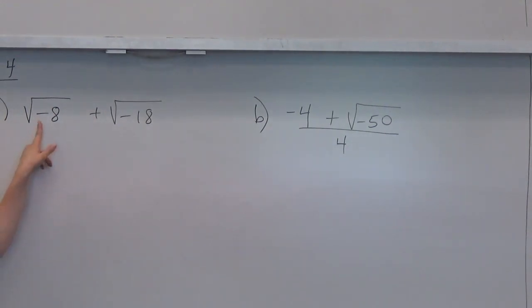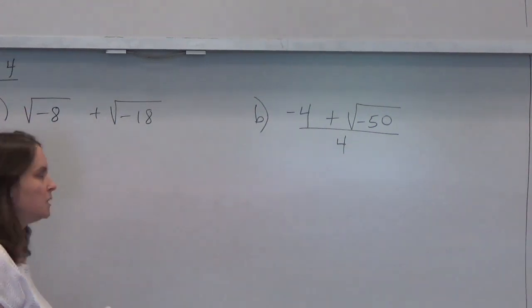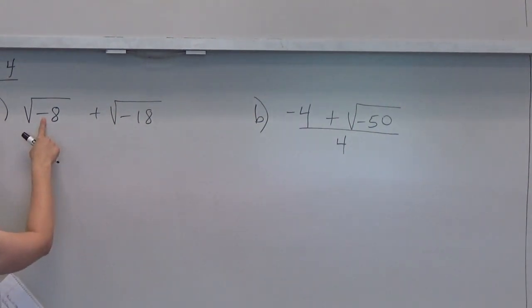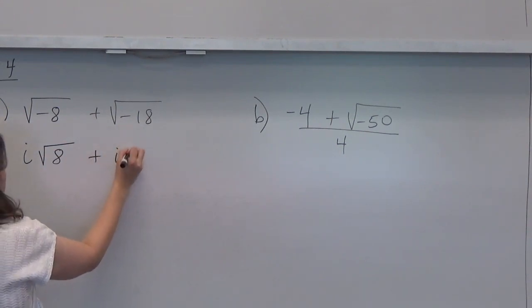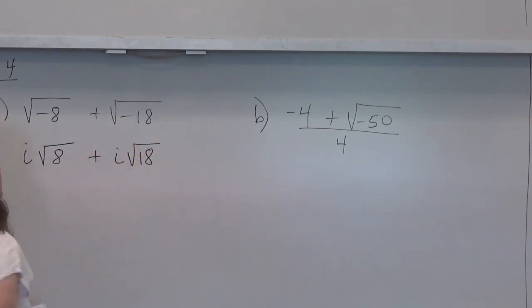What can we do? Well, first we see we've got these negatives inside these square roots. So we know we can go ahead and rewrite this by taking the square root of negative 1. So the negative on the inside of the square root is the same thing as putting an i on the outside of the square root. And then you just have a positive number inside to work with. So we've got i square root 8 plus i square root 18.